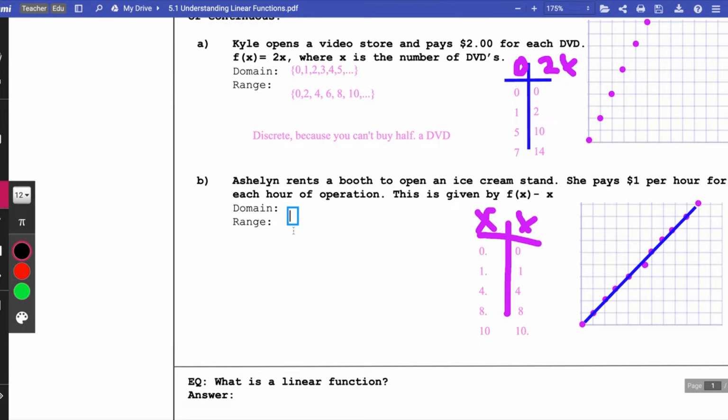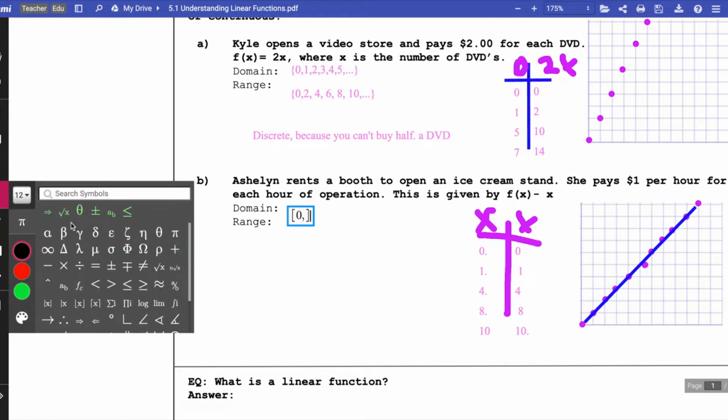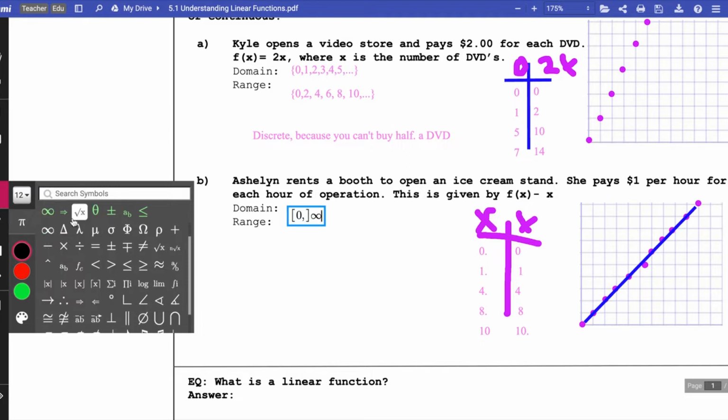So the domain of these functions are the possible x values. So the possible x values are going to be between 0 and infinity. I think there's an infinity symbol. There we go. And the reason why is because this family, me and Ashlyn, could rent this for her whole life, and then her children could rent it, and her children's children. There's actually no possible end and no required amount of time. She could rent it for a day, she could rent it for a year, she could rent it for half an hour. Either way, that's how it would be represented.